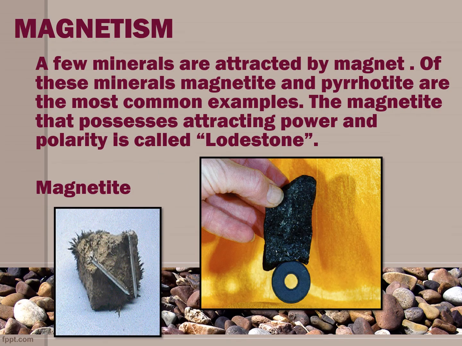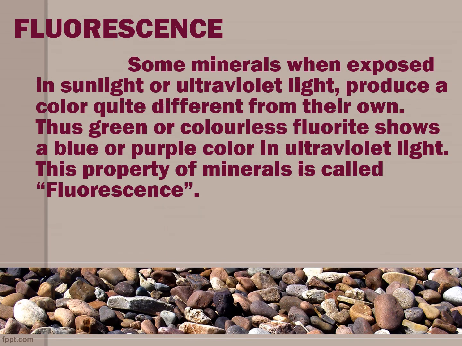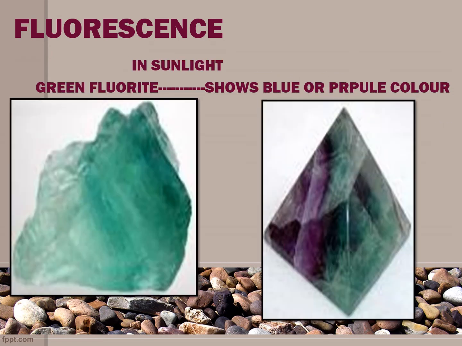Magnetism is how few minerals are attracted by magnets. Of this mineral, magnetite and pyrrhotite are the most common examples. The magnetite possesses attracting power and polarity, called lodestone. Fluorescence. Some minerals, when exposed to sunlight and ultraviolet rays, produce a color quite different from their own. Thus, green or colorless fluorite shows blue, purple in the ultraviolet light. This property is called fluorescence. Yan ang example natin.